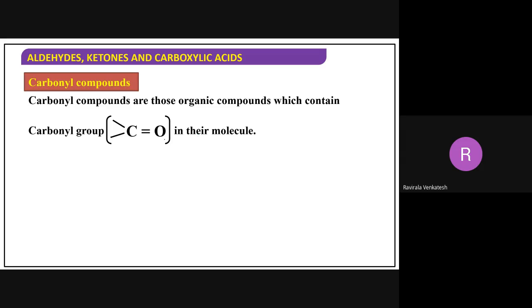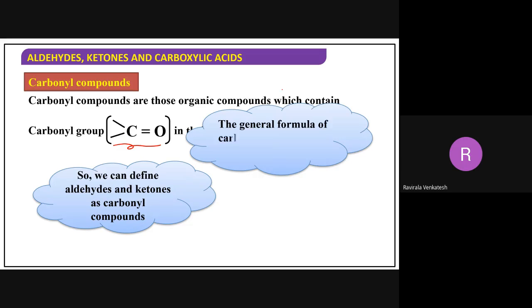Now in this, which group are they containing? The C double bond O group they are containing. We can write that they are carbonyl compounds. They can be called carbonyl compounds. And the general formula will be CnH2nO. This is the general formula. Remember the general formula.